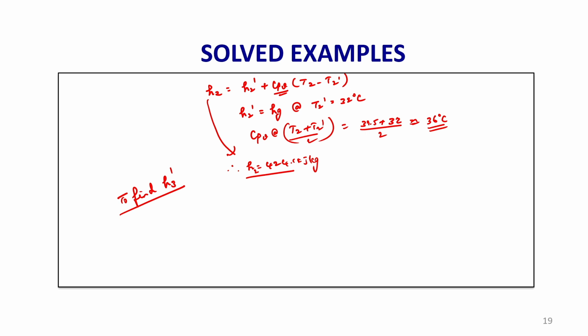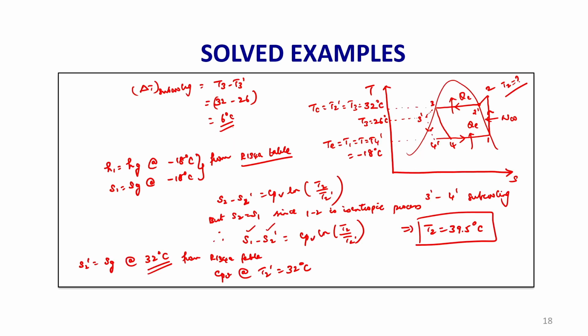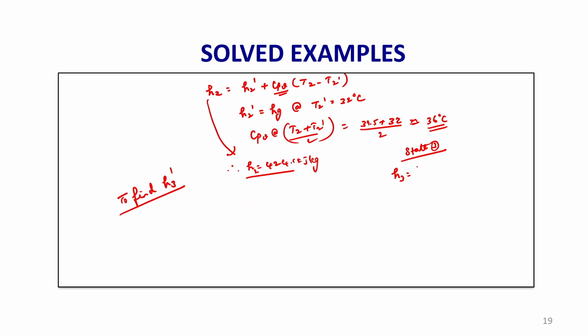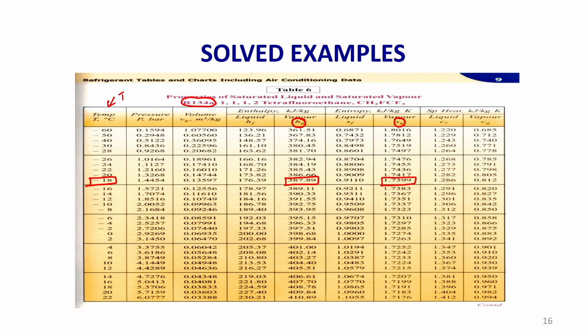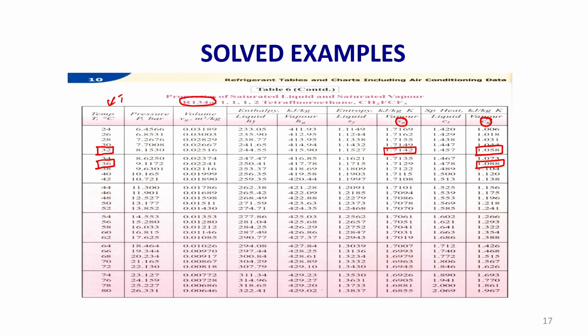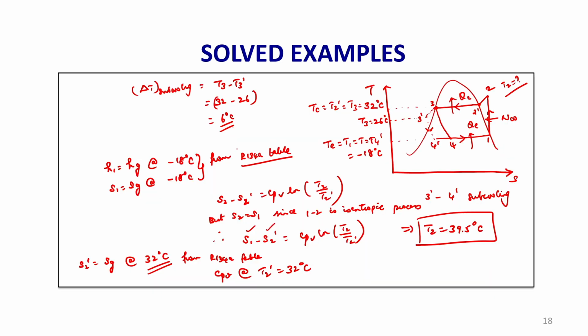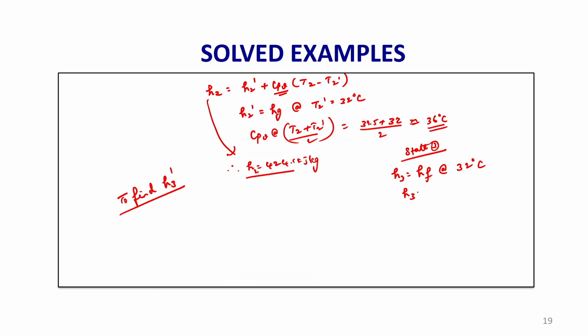How to find H3? Let me take state 3. H3 is very easy. H3 is on the saturated liquid line, where the temperature is 32. So, H3 is equal to the liquid enthalpy at 32 degree centigrade. If you look at the table, the liquid enthalpy at 32 is 244.55. So, H3 is equal to 244.5 kilojoule per kg, which is equal to H4.